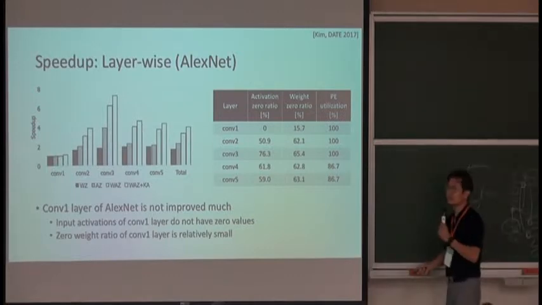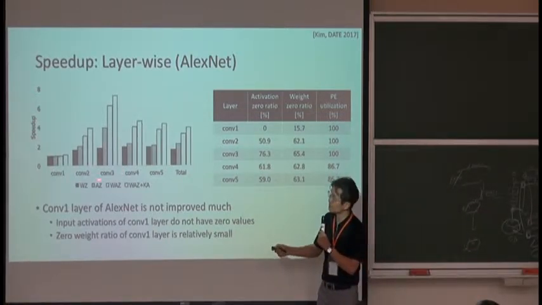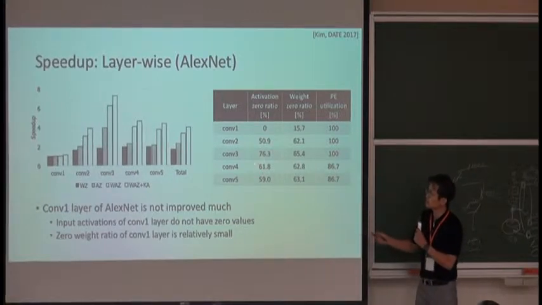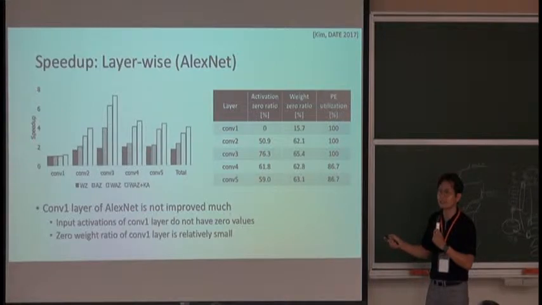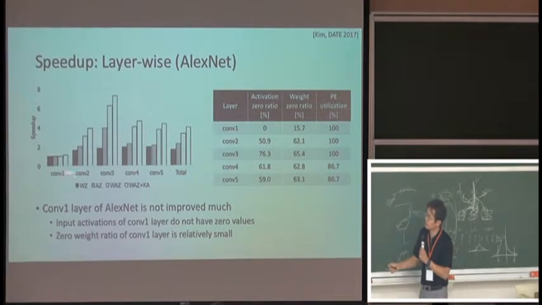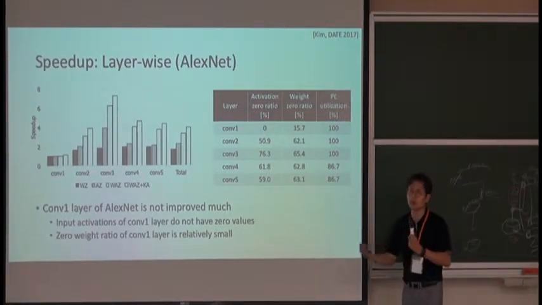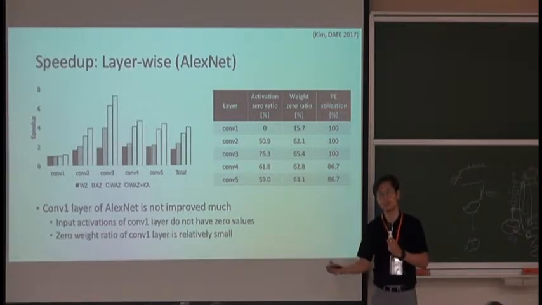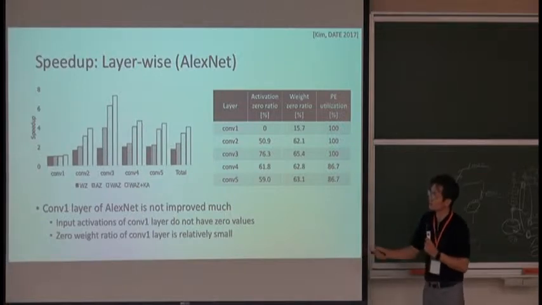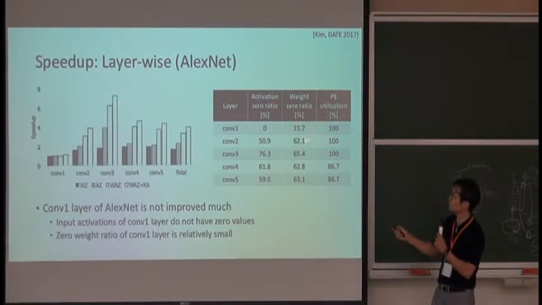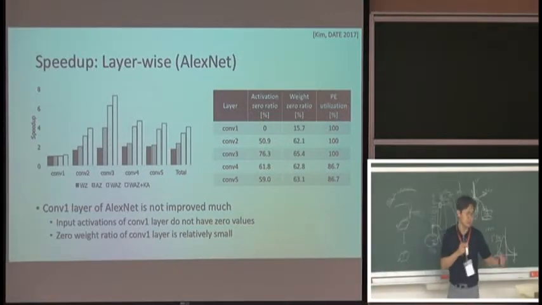This figure shows per layer speed up analysis. As you can see here, the third convolution layer gives the largest speed up. This table shows why. So the third one has the highest ratio of zero weights and a high ratio of zero activation. That's why. However, in the case of the first convolution layer, the speed up is very small. The reason is also explained here. So this one takes the raw image. In the raw image, we don't have zero values, technically. And the first layer is very sensitive to the optimization. So it's quite difficult to prune weights. So we have a very small amount of zero weights. That's why. So for the other layers, we can obtain large speed up.